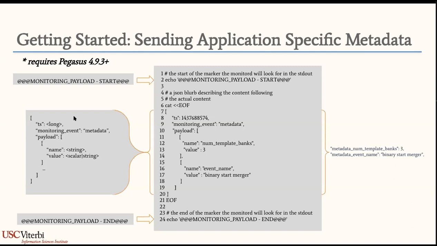So in the middle, this is an example of a shell script that would be an executable in your workflow that uses this syntax to send these two metadata key value pairs. So num template blanks has a value of 3, event name has a value binary start merger. And then when you view this in Kibana, you'll see that it'll be prefixed with metadata, and then it has a name, and then the value after that.